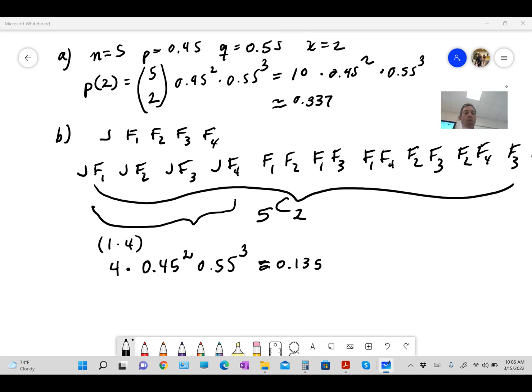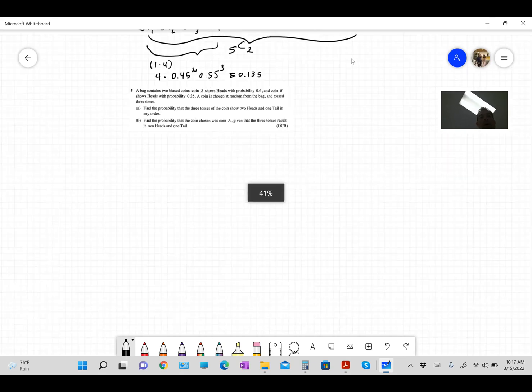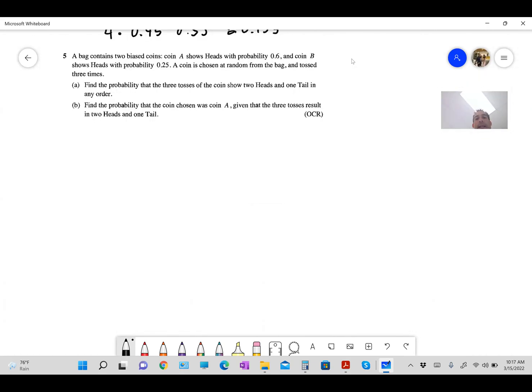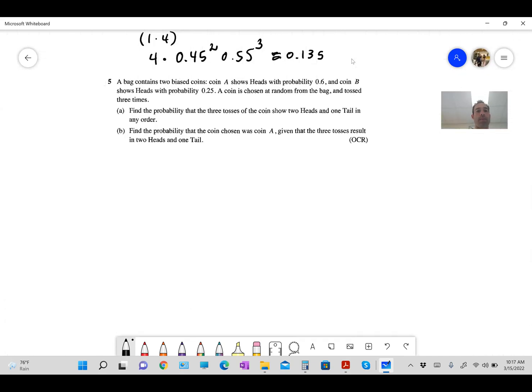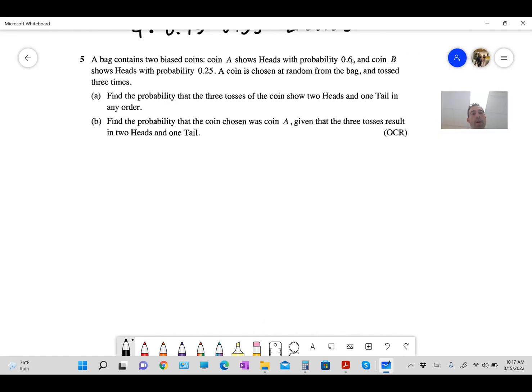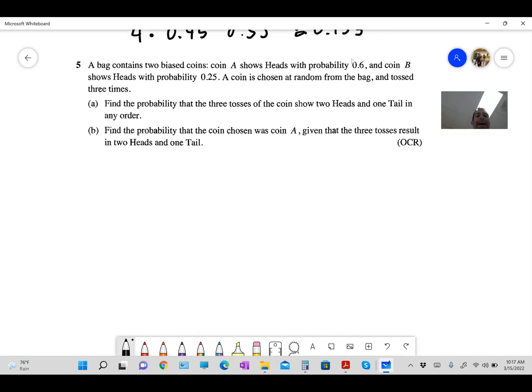Let me go ahead and pick one more question that we'll do in class. We'll start at 11. So we have a bag that contains 2 biased coins. Coin A shows heads with a probability of 0.6, and coin B shows heads with a probability of 0.25. A coin is chosen at random from the bag and tossed 3 times.